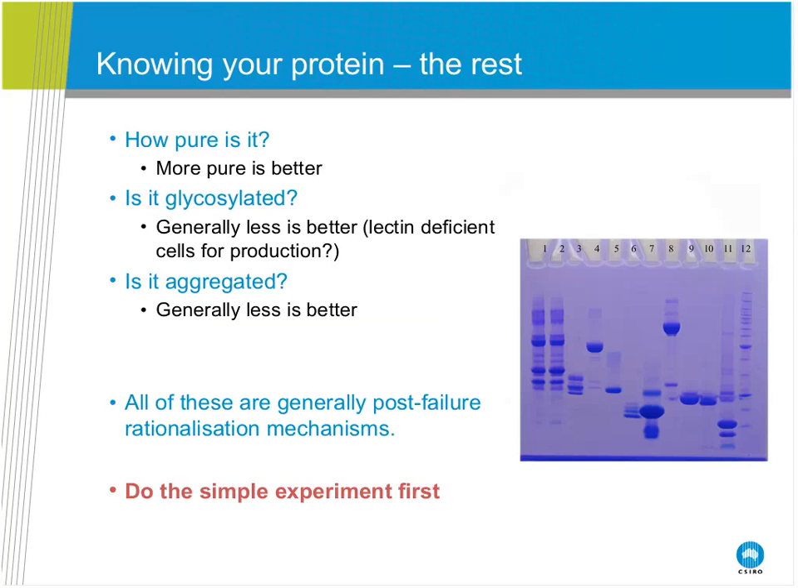And then the other things you can know about your protein. How pure is it? Yes, purer is better, but we have to remember that protein crystallization is a purification event. Is your protein glycosylated? Generally, less glycosylation is better because it's just stuff, flatten and breathe. Is it aggregated? Generally, once again, less is better. Most people look at these things as post-failure rationalizations because it's easy to get hung up on purity. It's easy enough to get hung up on all these. Do the experiment first, but be aware.